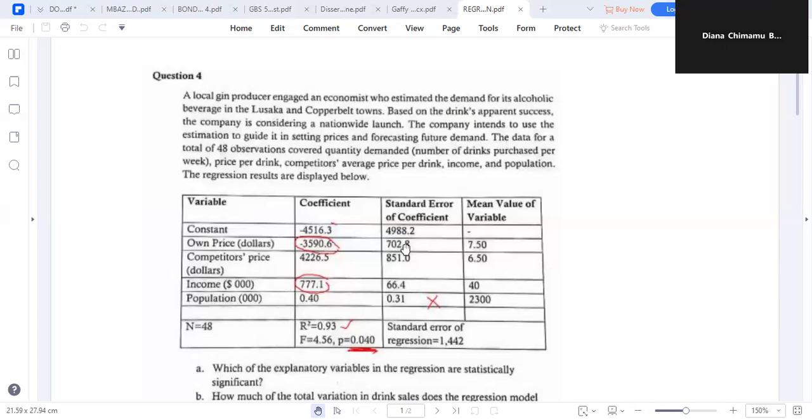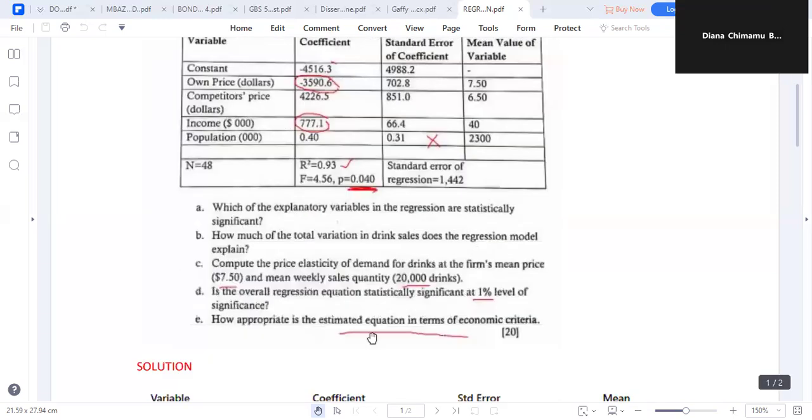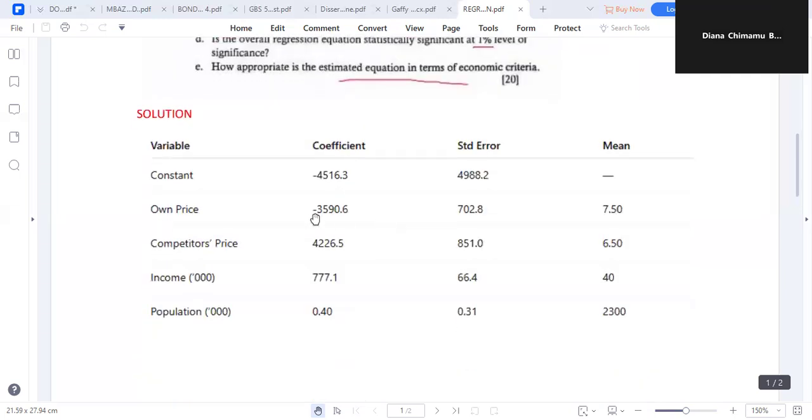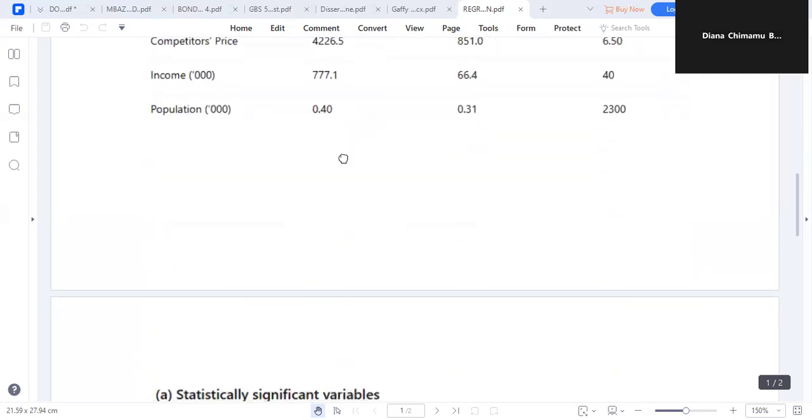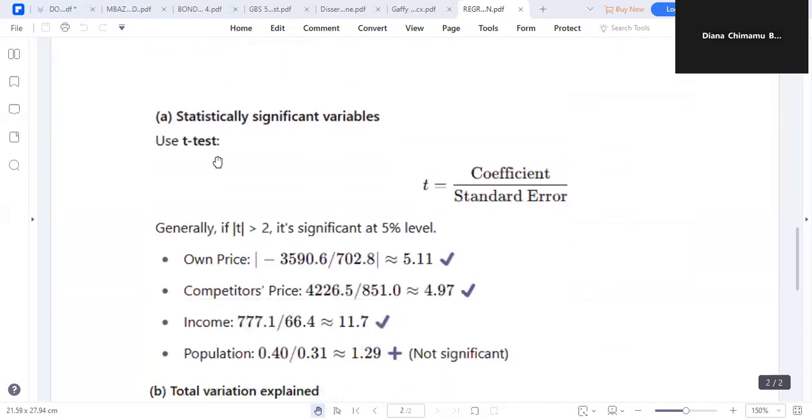The standard error. If the answer we're going to get is more than 2, then we know that they are significant. So we're going to divide each of these values here, starting with the own price, okay? Regardless of the sign. If it's more than 2, it will be what? Statistically significant. So let's start dividing. So here, we'll start with the own price. So what we are doing basically is to calculate our T at 5%. So the coefficient over the standard error.